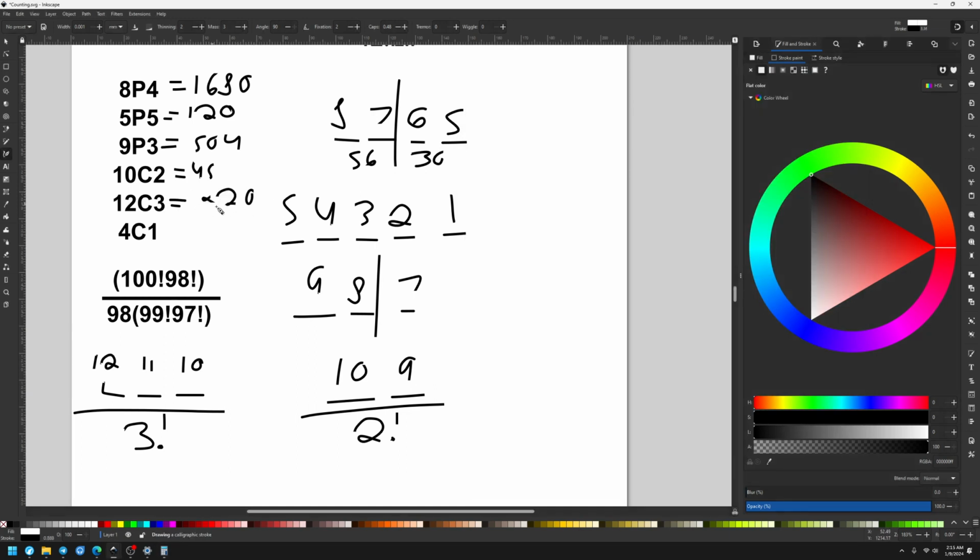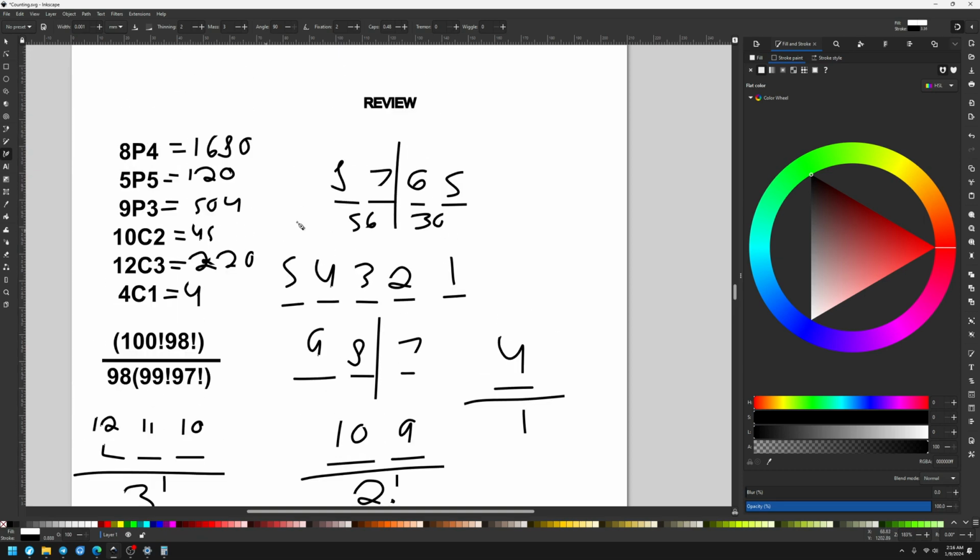Okay, 4 choose 1. We have 1 slot. We have 4 choices for that slot, and we divide by how many ways there are to arrange it, so 1. Okay, here's a challenge. Can you find a general rule for X choose 1? I'll leave you to that.